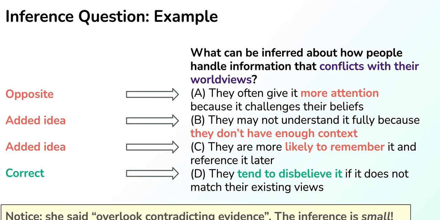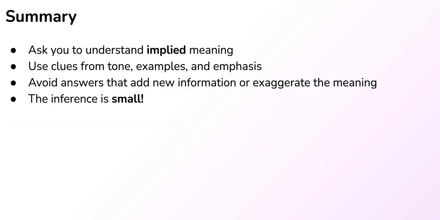The professor said that people more likely believe evidence that matches their existing ideas. That means they're less likely to believe evidence that does the opposite, that contradicts their existing views. To summarize, inference questions ask you to understand meaning that the speaker suggests but does not say directly. Good inferences are based on clear clues such as tone, examples, emphasis, and contrast. Wrong answers often add new ideas or exaggerate what the speaker said.